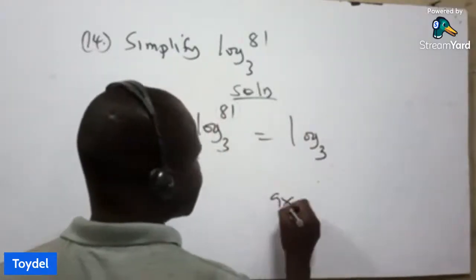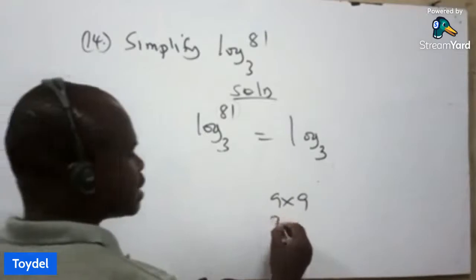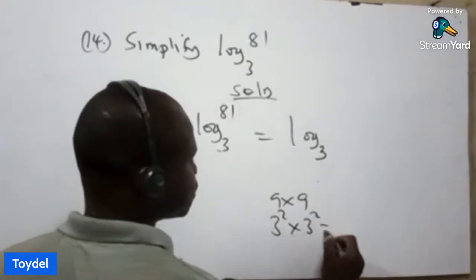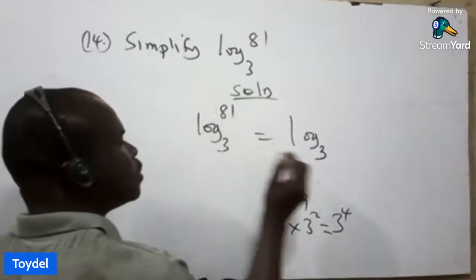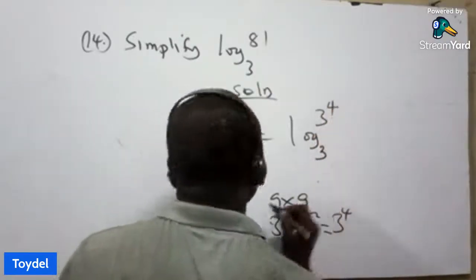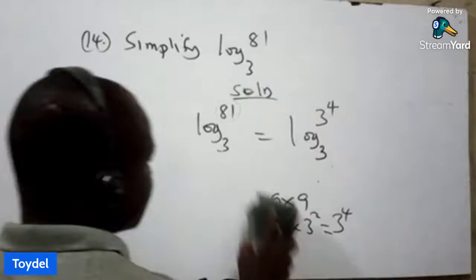81 is 9 times 9. 9 is 3 raised to power 2. Multiply by 3 raised to power 2, I'll add the powers and have 3 raised to power 4, because 2 plus 2 is 4. So I can change 81 to 3 raised to power 4.